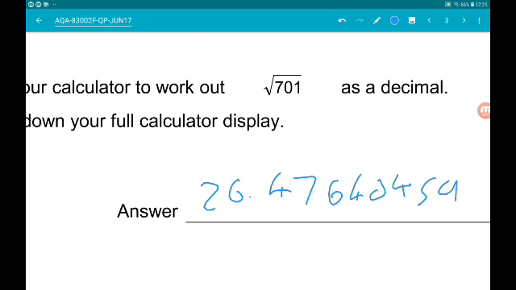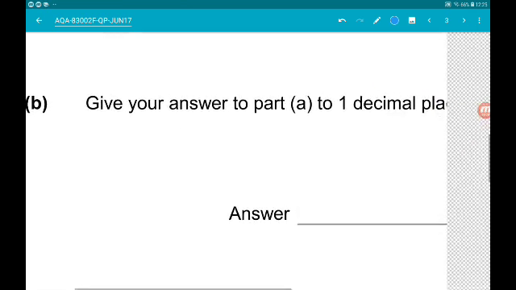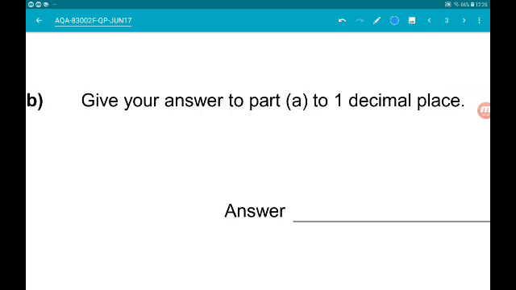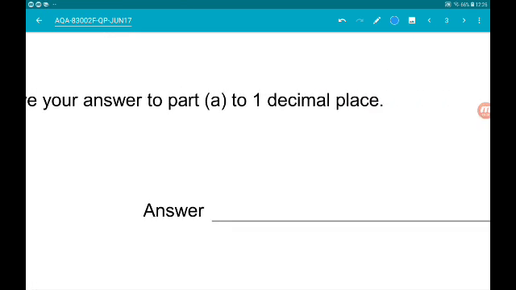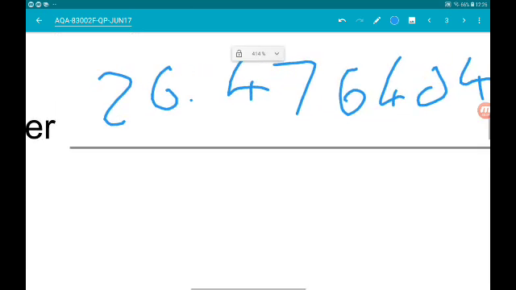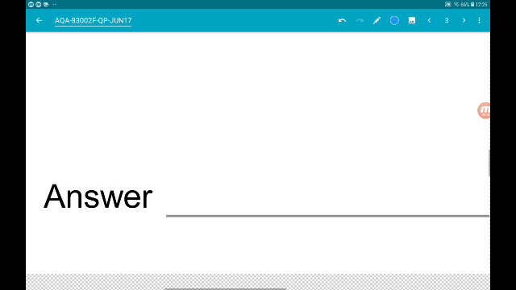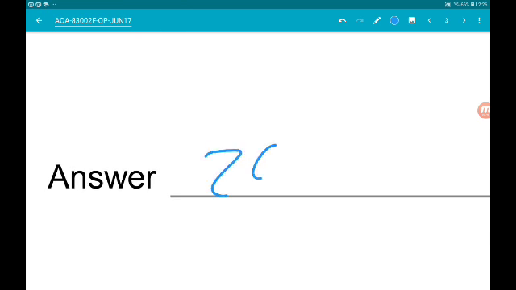Good. Okay, then part B wants us to give our answer to part A to 1 decimal place. So the first decimal place is the 4. It has a 7 after it, so that rounds up to 5. So we get 26.5. Cool.